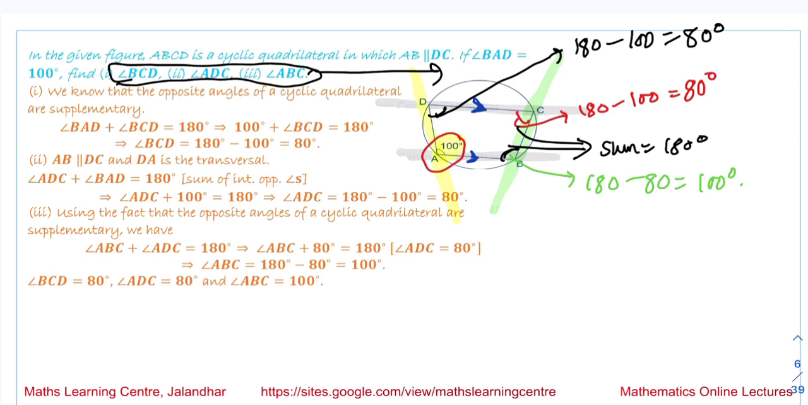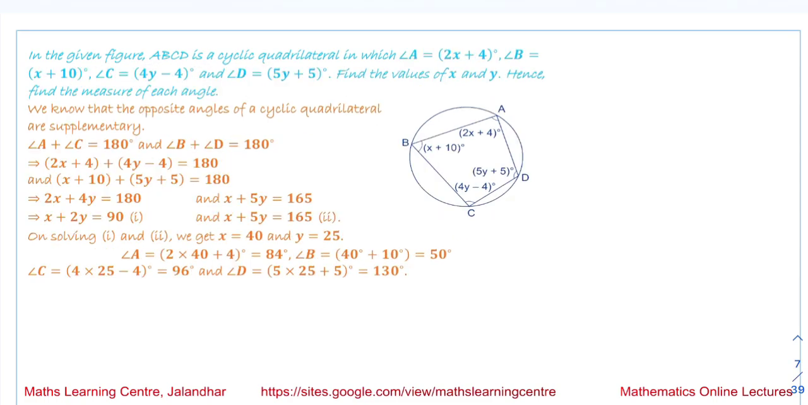Now next, in this given figure, we have to calculate the values of x and y. So again, ABCD is a cyclic quadrilateral. So what we will have is that the sum of the opposite angles will be 180 degrees. Opposite angle means if we are looking at the angle at A, it is 2x plus 4 degrees. This is 4y minus 4 degrees.